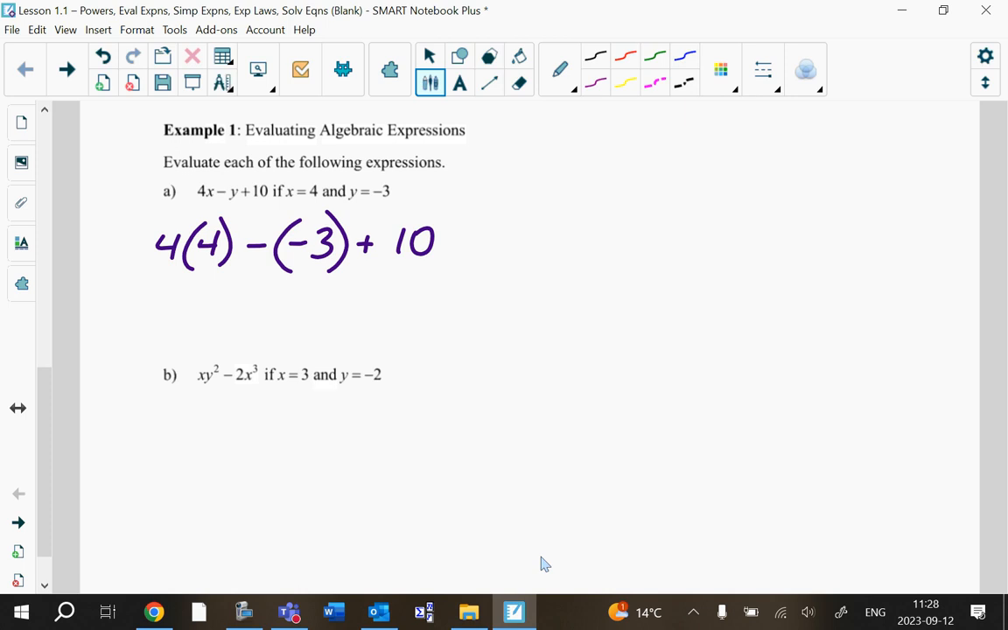So that means I've got to go 4 times 4, subtract negative 3, and add 10. What do I do first? Four times 4, which is 16. These two make plus 3, so 16 plus 3 plus 10. And then we can do all those together: 29.